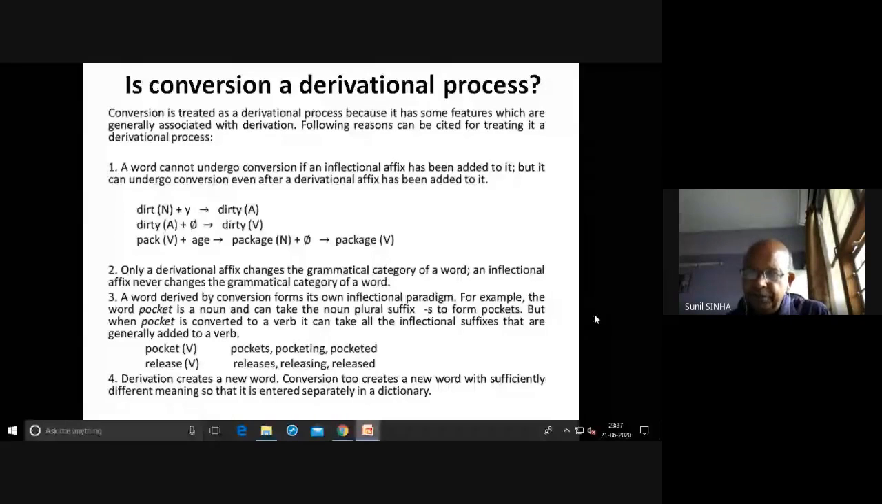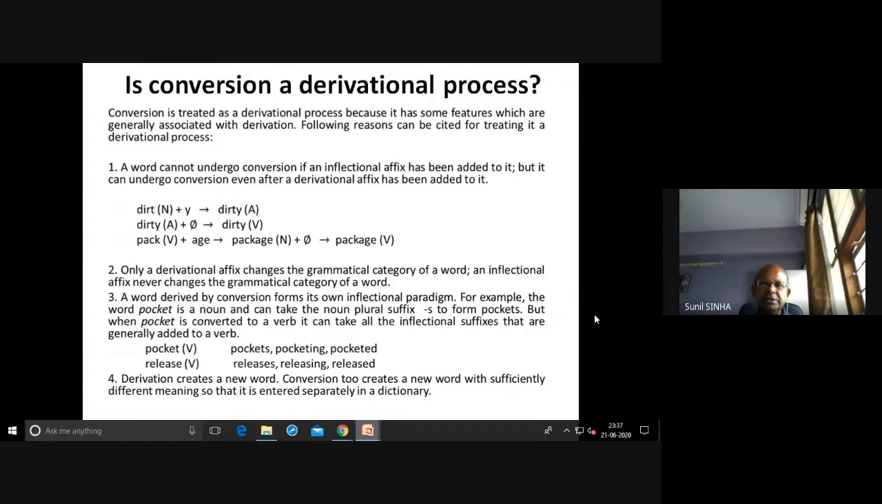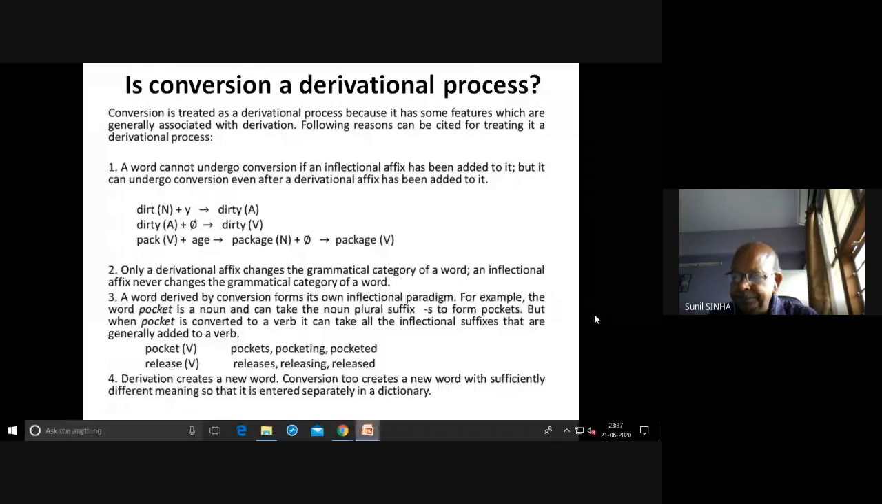So it proves that pocket as a noun can be converted to pocket as a verb, from noun to verb. Release as a noun can be converted to release as a verb. And the proof is that pocket can take all the inflectional suffixes that a noun can take, and pocket can also take all the inflectional suffixes that a verb can take. Derivation creates a new word.